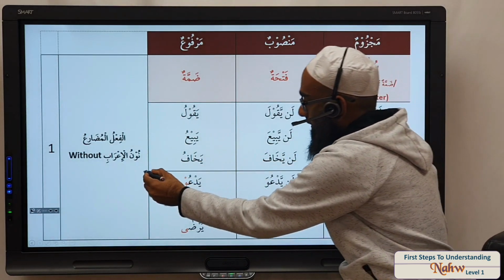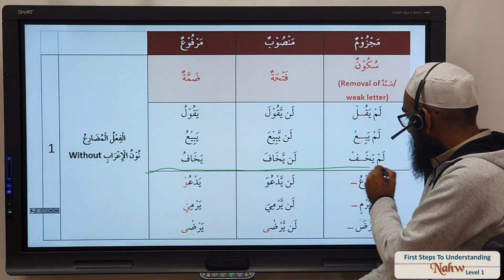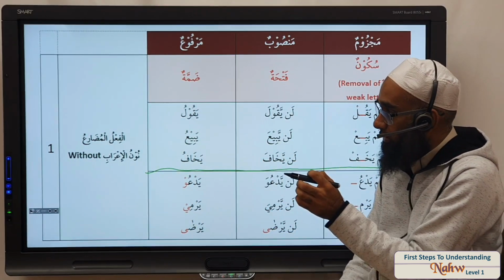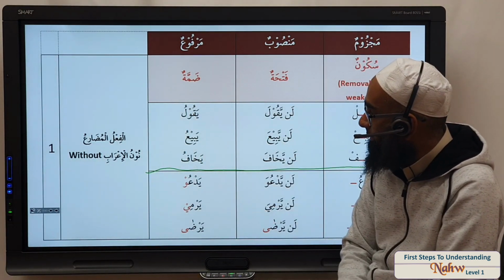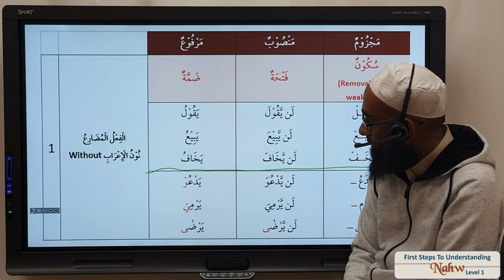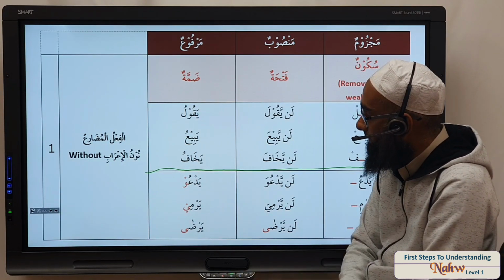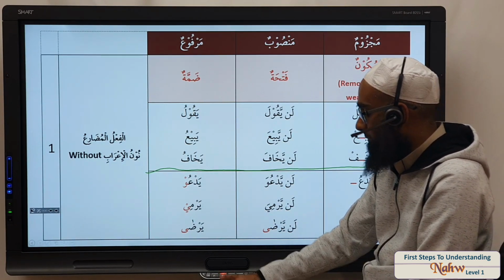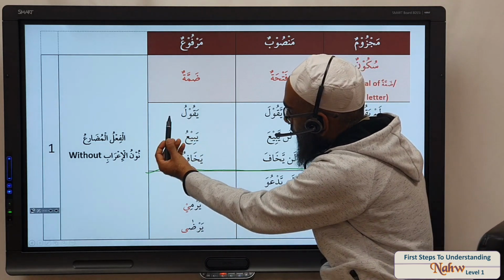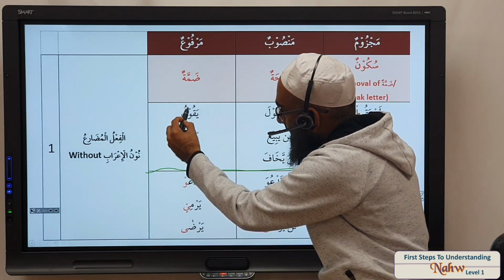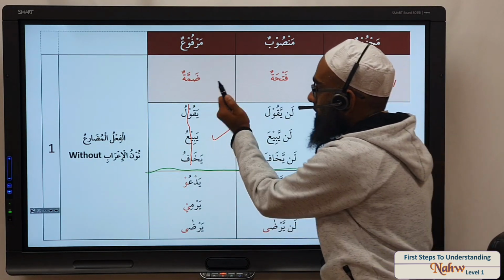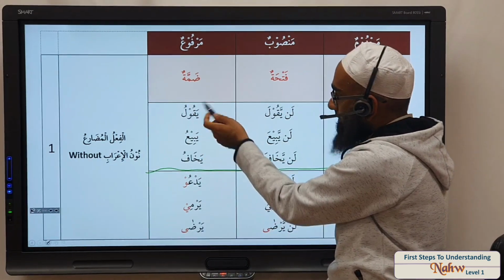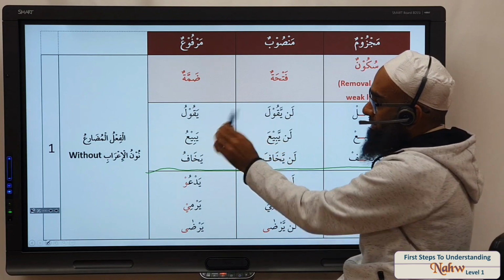So let's look at the first one. The first top half is the fa'il mudari without nun al-i'rab, but where is the weak letter? Where's the alif, waw, and ya? In the middle. Can you see any difference? Yaqulu, yabi'u, to the ending? No, it's the same. So when you have the weak letter, in the marfu state, it has a dhamma.